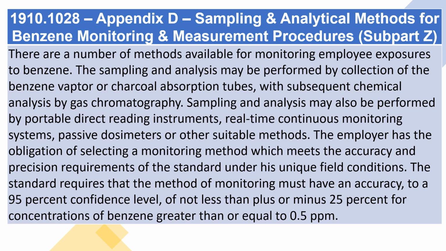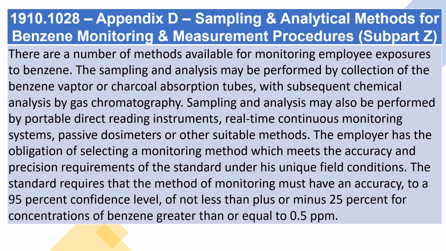There are a number of methods available for monitoring employee exposures to benzene. The sampling and analysis may be performed by collection of the benzene vapor on charcoal absorption tubes, with subsequent chemical analysis by gas chromatography. Sampling and analysis may also be performed by portable direct reading instruments, real-time continuous monitoring systems, passive dosimeters, or other suitable methods. The employer has the obligation of selecting a monitoring method which meets the accuracy and precision requirements of the standard under his unique field conditions.